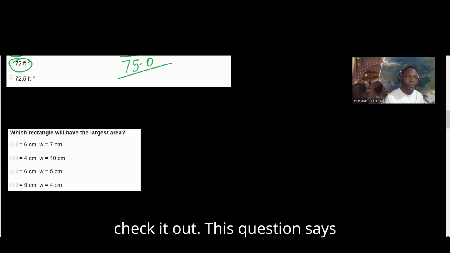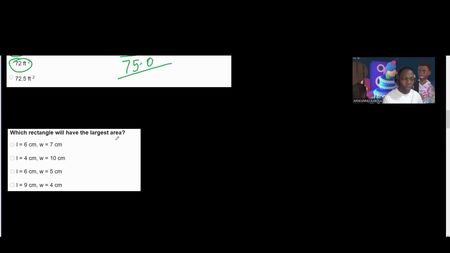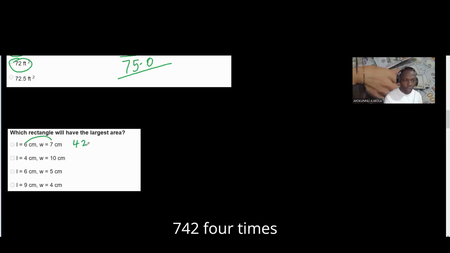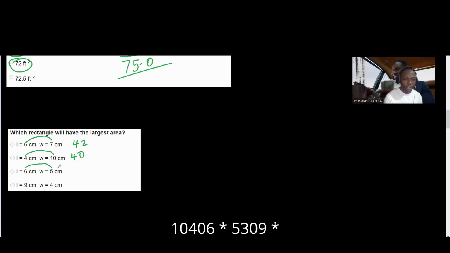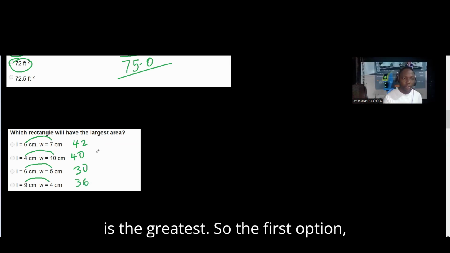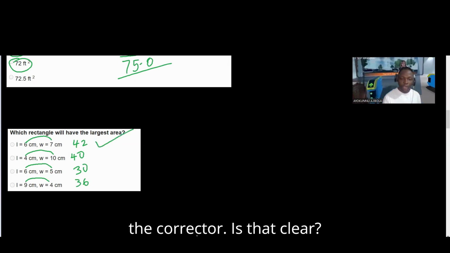Let's check it out. This question says, which rectangle will have the largest area? Okay, we have to find all of the areas. 6 times 7, 42. 4 times 10, 40. 6 times 5, 30. 9 times 4, 36. 42 is the greatest. So the first option, not the second option, Miggy. This is the correct option. Is that clear?